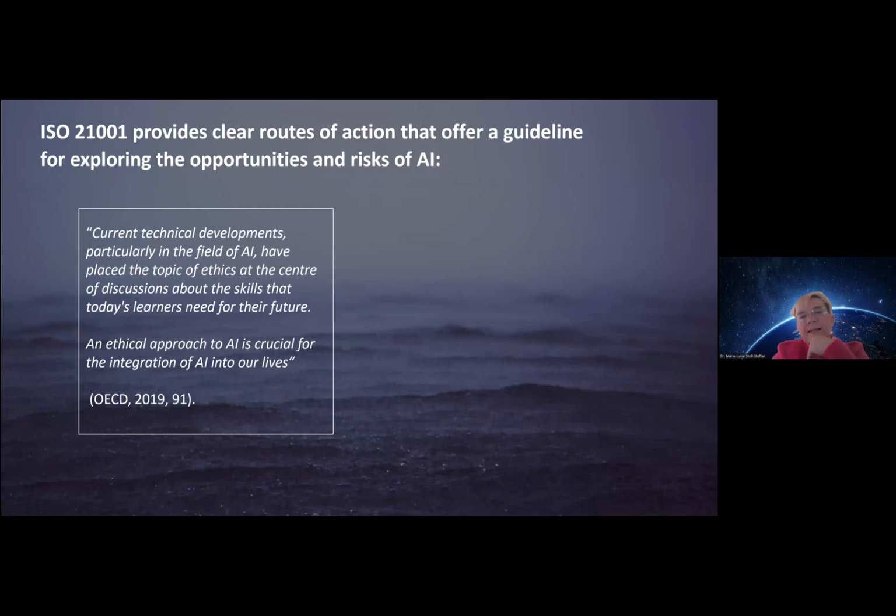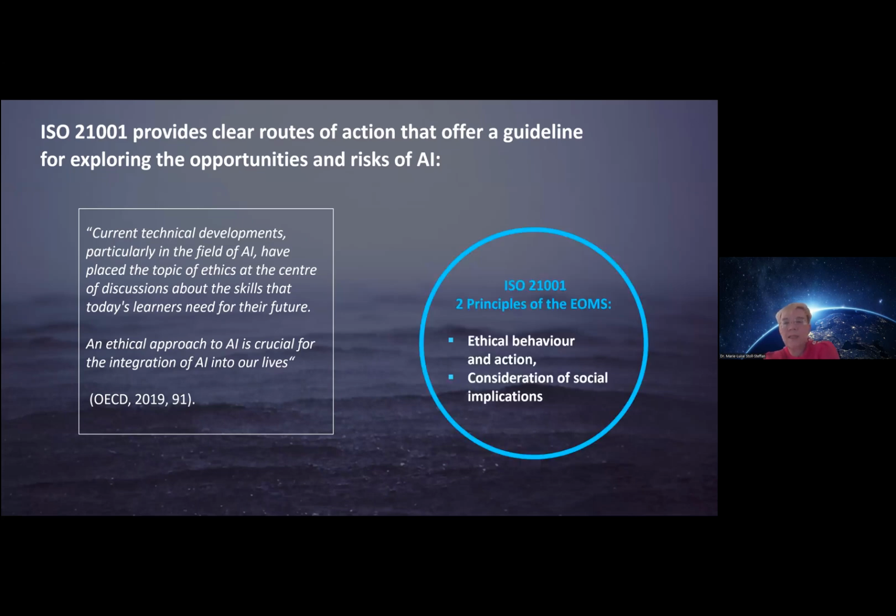So ISO 21001 provides clear routes of action that offer a guideline for exploring the opportunities and risks. Already in 2019, the OECD stated that the ethical approach to AI is crucial for the integration of AI into our lives. So if we look to the 21001, we see the EOMS with its 11 principles, and 2 of these principles are very important here: ethical behavior and action, and consideration of social implications. It's only an example. I will show you some other clauses of 21001 that address those very important points.